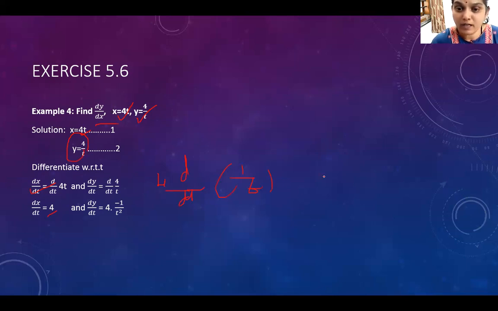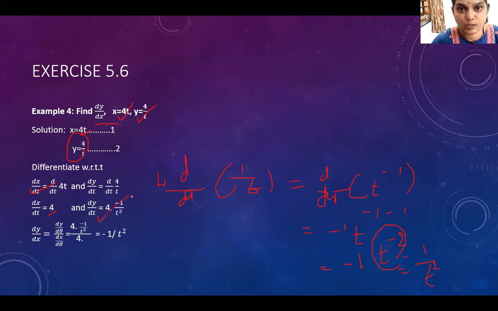Then d by dt of 1 by t. 1 by t means what? It is d by dt of t to the power minus 1. How will we differentiate? Minus 1 as it is, t to the power n minus 1 means minus 1 minus 1. It will be minus 1 into t raised to minus 2. Negative sign is there in the power, so I can write this term as 1 upon t square. Thus we have minus 1 upon t square.